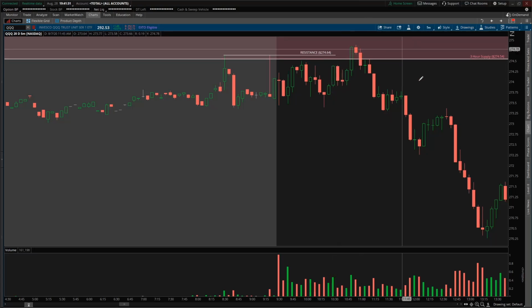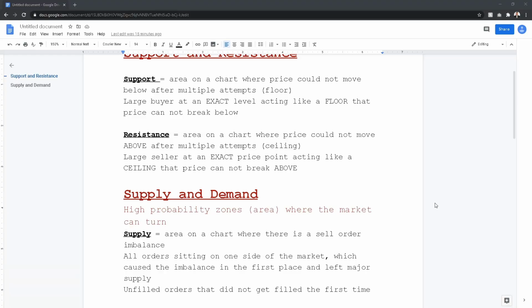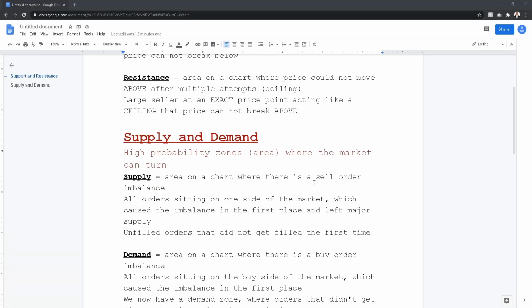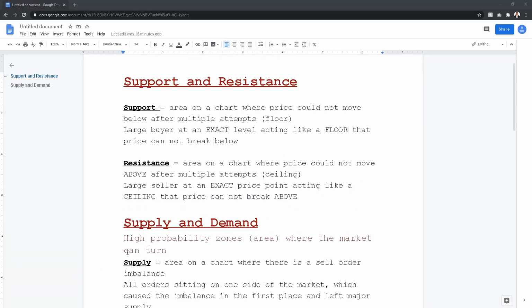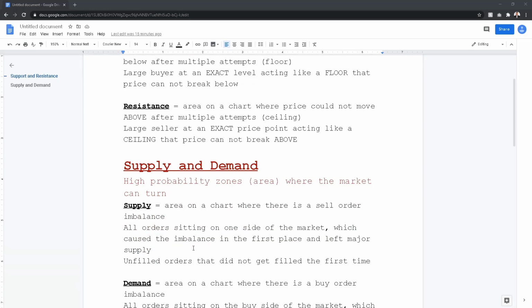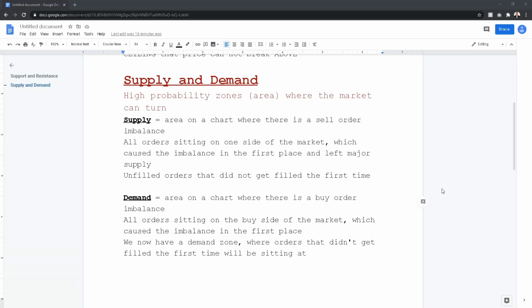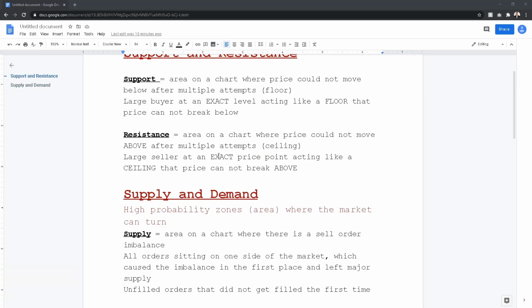I hope you guys enjoyed this video. Like I said, support and resistance is very different than supply and demand. If you use the two together, it's going to give you a very good strategy. If you understand that retail traders are not the ones that move the markets, and institutional traders are the ones that do move the markets because they trade with such large size that they cause this imbalance in the first place. And like I did say, for every buyer, there's a seller. For every seller, there's a buyer.